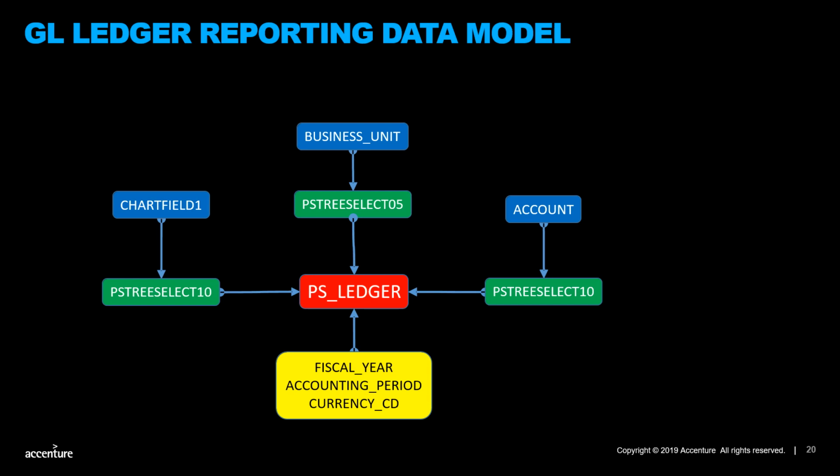If I was to draw a data model, it would be a sort of star schema with ledger at the center. The dimensions in the application are not joined directly to the ledger table because they're combined with that hierarchical data and extracted to tree select tables, and those tree select tables are then joined to the ledger table. Fiscal year, accounting period, and currency, they don't use tree select tables, they're just filter conditions.